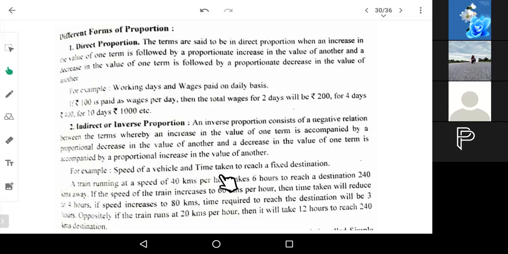Understood inverse proportion? In direct proportion, if one increases, the other increases. If one decreases, the other decreases. Both are in the same way. But in inverse proportion, if one increases, the other will decrease. If one decreases, the other will increase. They are in the opposite way. Understood?